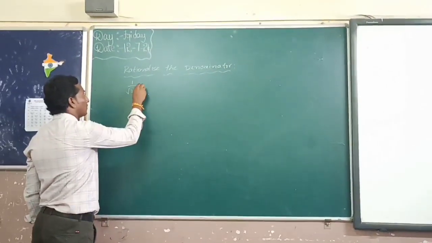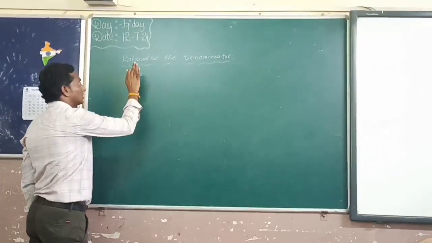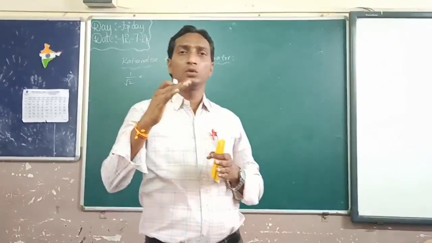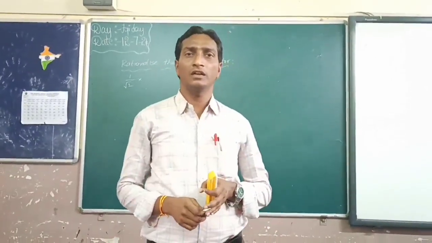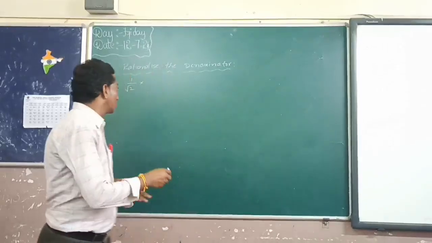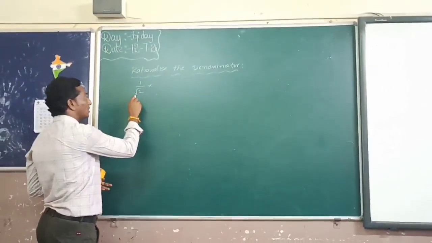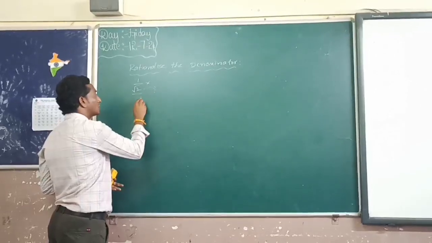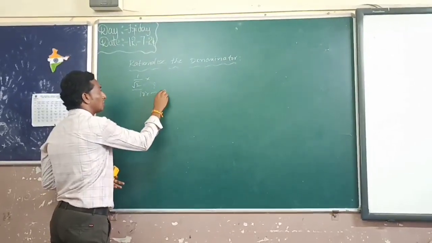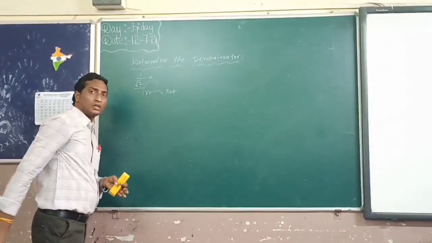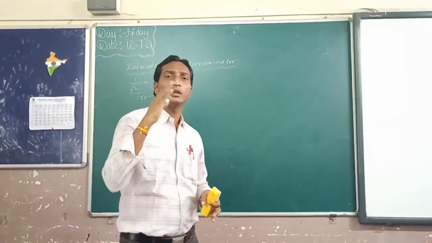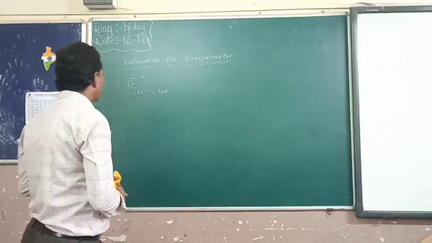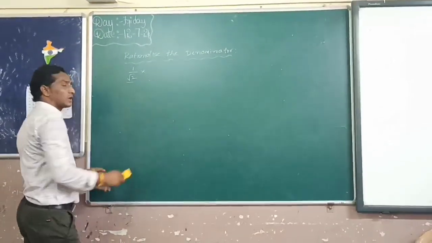So now, what is the rationalizing process? It is the process to convert irrational into rational. So in the denominator we have an irrational number, and this irrational number is converted into a rational number. So how to convert irrational to rational? That process is called rationalization. So see how to rationalize it.